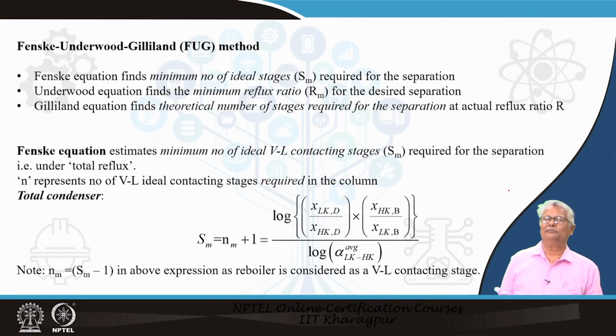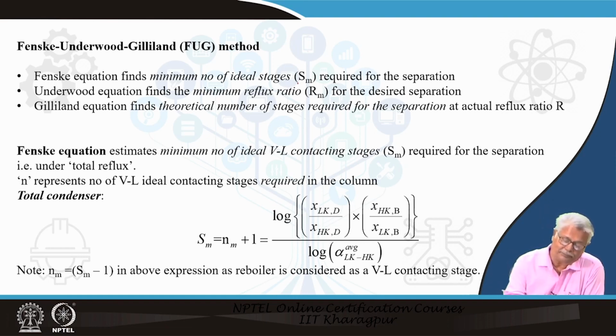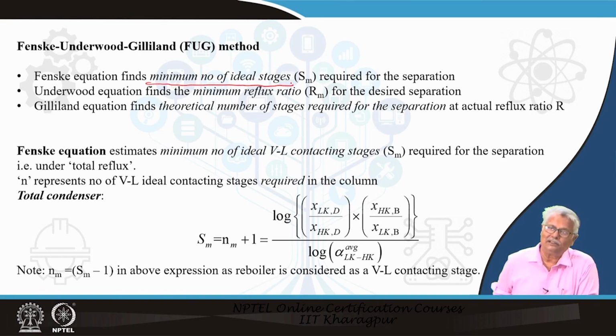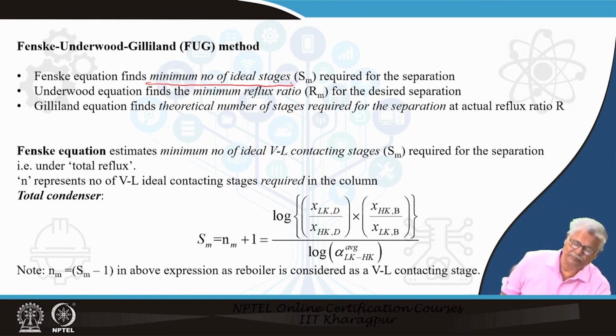The technique which I have mentioned right at the beginning is the Fenske-Underwood-Gilliland method. You already have understood and appreciate that we talked a lot about the minimum number of ideal stages required for separation. We did so, and that we designate by S subscript m. We also have talked about the minimum reflux ratio for the targeted separation, designated by R m. Sometimes we say R m, sometimes we say R minimum, it does not matter.